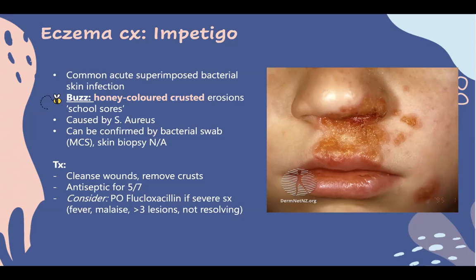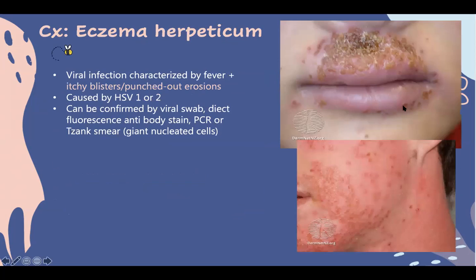You actually do these other things and then you consider flucloxacillin. But that's what it looks like. So it'd be like honey-crusted lesions.